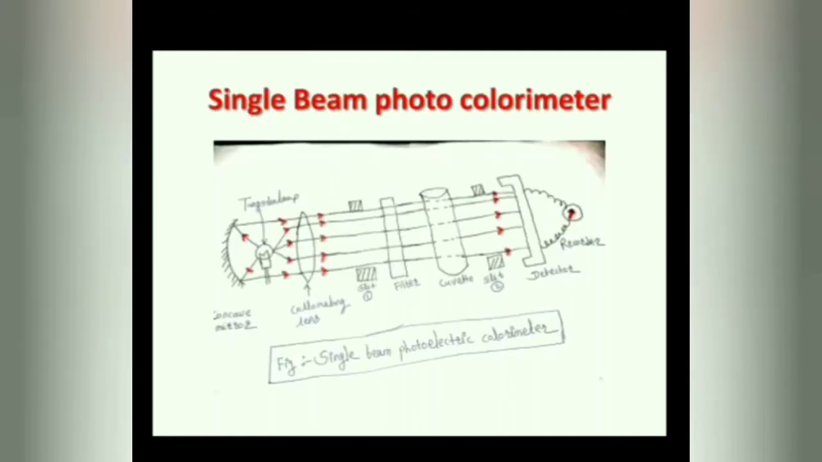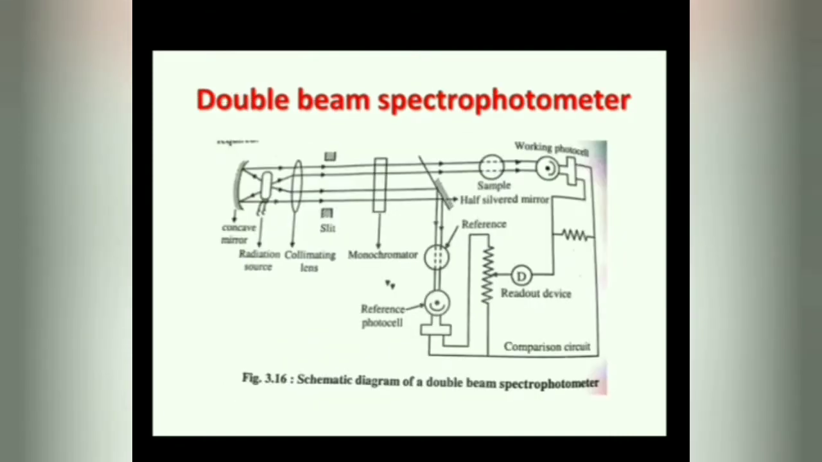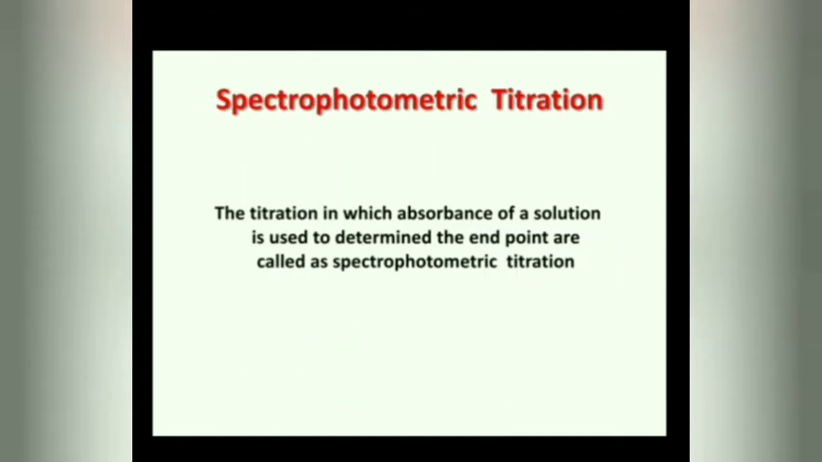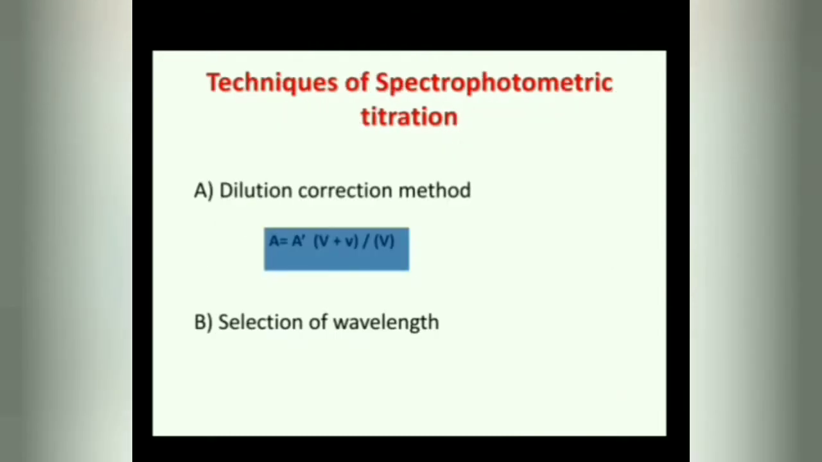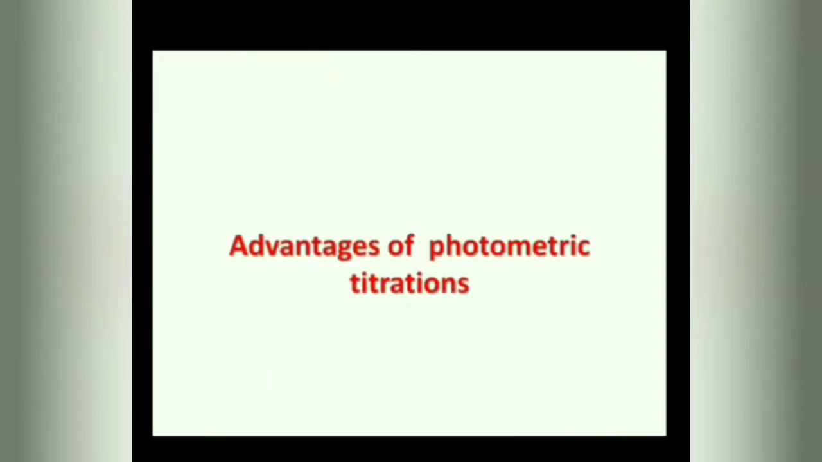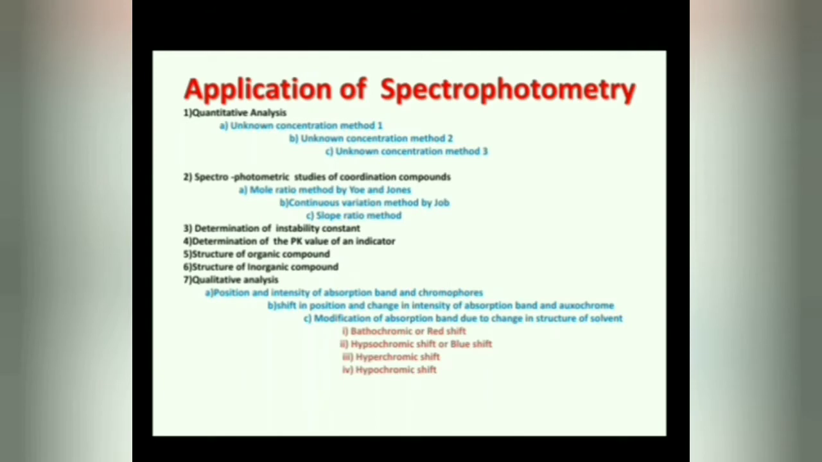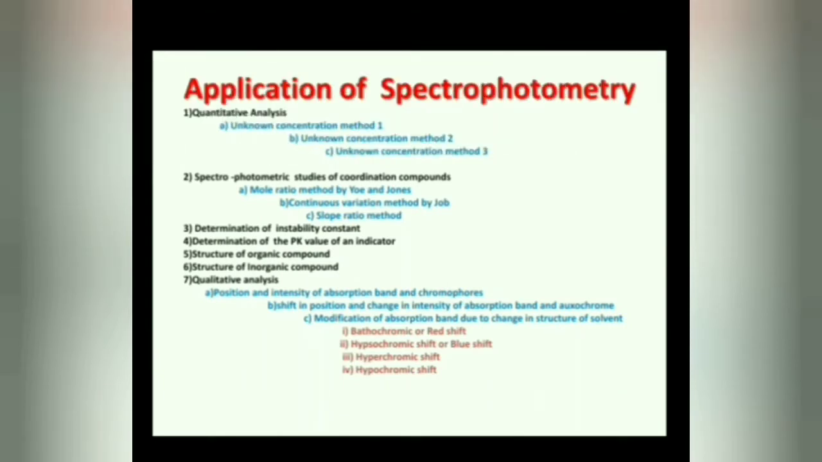Today we see the remaining part of spectrophotometry. In the last lecture we studied the single beam photoelectric colorimeter, single beam spectrophotometer, double beam spectrophotometer, spectrophotometric titration, its instrumentation, technique used in spectrophotometric titration, titration curves, advantages of photometric titration, and now we study the application of spectrophotometry.